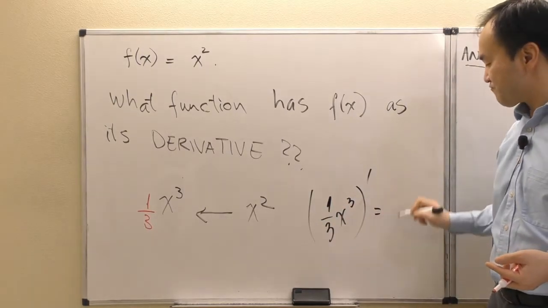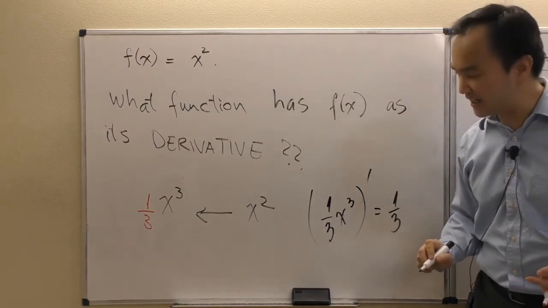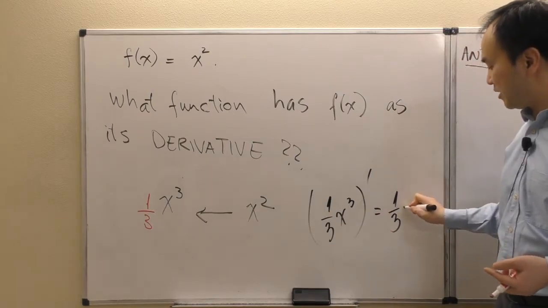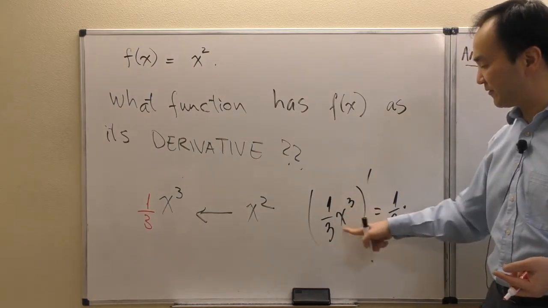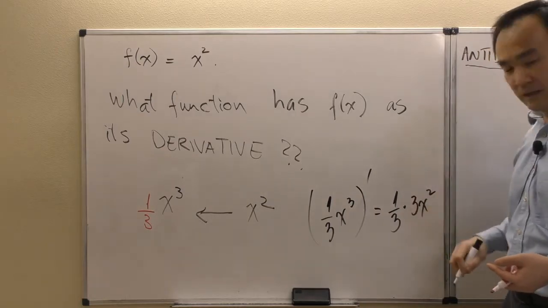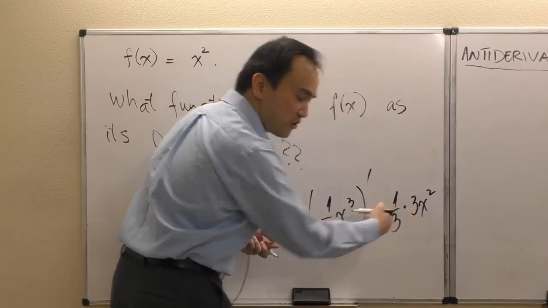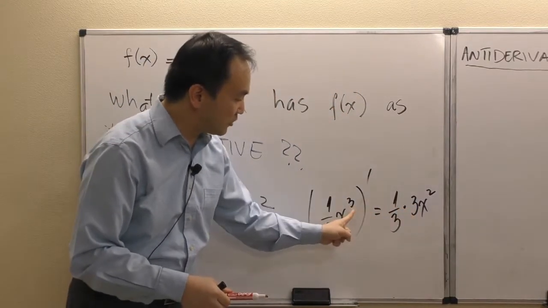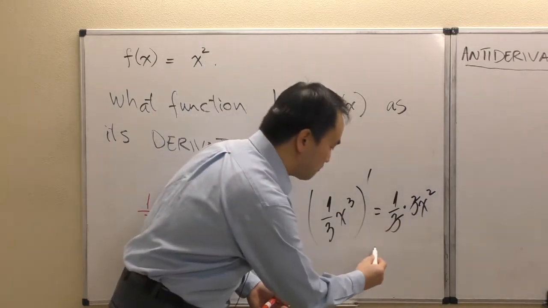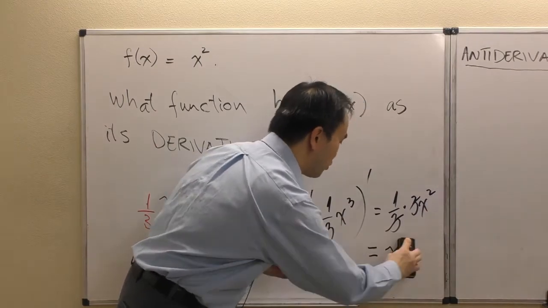The 1/3 is a coefficient, and it stays the same according to the derivative rules we've learned. Then we multiply by the derivative from the power rule on the x cubed, which gives me 3x squared. The 3 produced by the original power cancels with the 3 in the 1/3, and so, bingo, we do land on x squared.